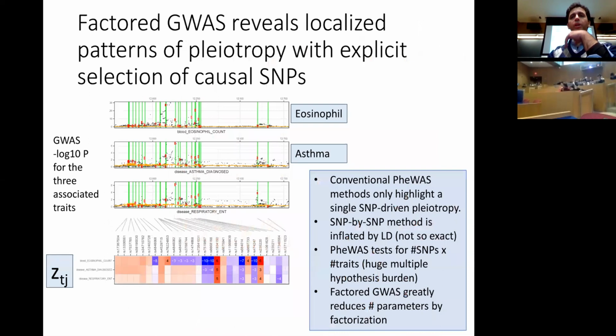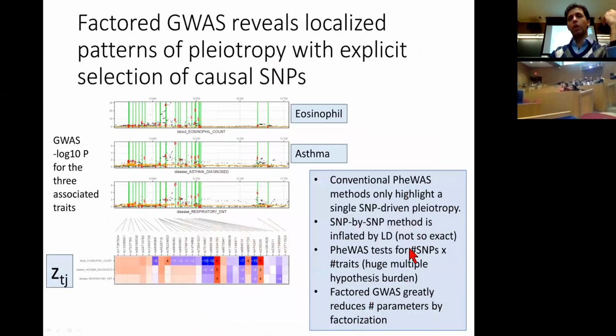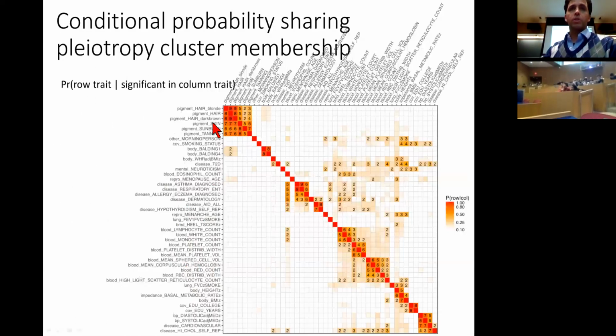And then this is just a zoom in of this particular matrix. So we can use this co-association to identify traits that are frequently sharing common genetic factors. And this is what this looks like. You can start clustering hair and skin, balding, different metrics of that. Asthma and respiratory disorders, lymphocyte versus white blood cell counts and platelet counts and hemoglobin and cardiovascular traits and so on and so forth.